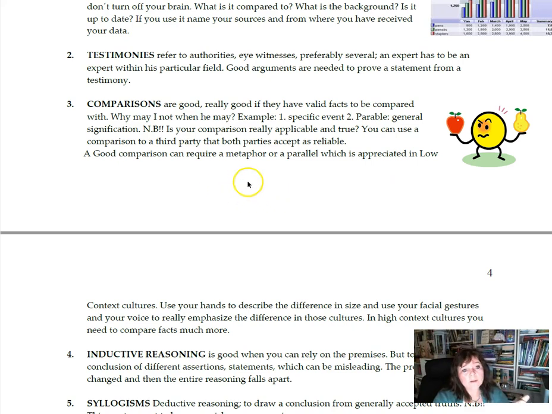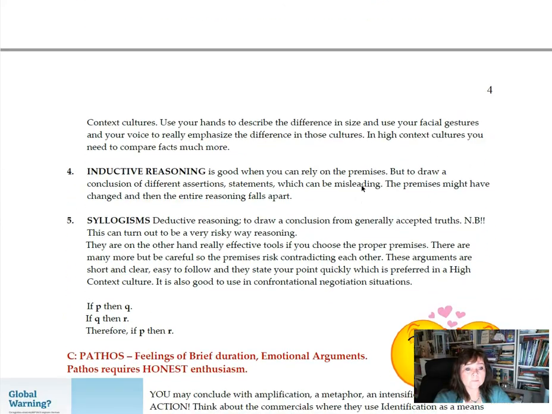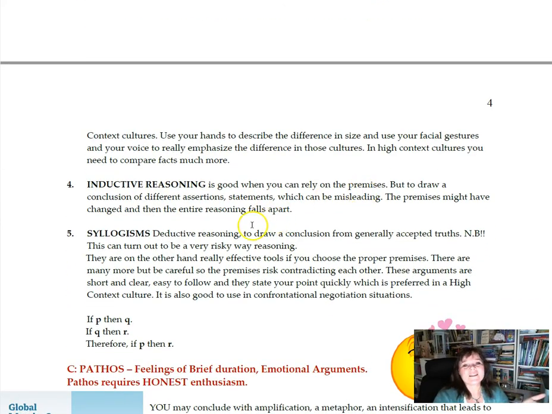You can use a comparison to a third party that both parties accept as reliable, because then you can reach all of them. So a good comparison can require a metaphor or a parallel, which is appreciated in low context cultures. What that is, I will describe in another film. It has to do with different business cultures, how to act. If you want to describe a size, then you can use your hands, you can use your face, and you can use your voice. And that also depends on the cultures.